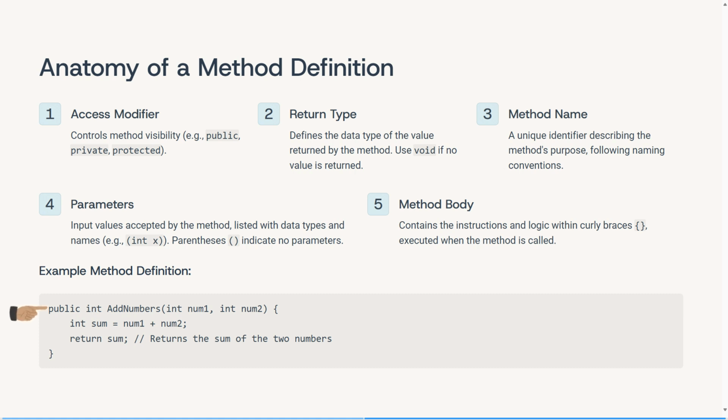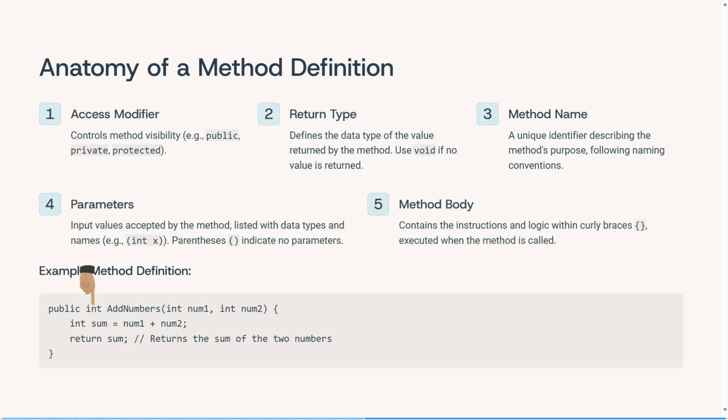1. Access modifier. Controls the visibility of the method. Common examples include public, accessible from anywhere, private, accessible only within the same class, and protected, accessible within the class and by derived classes.